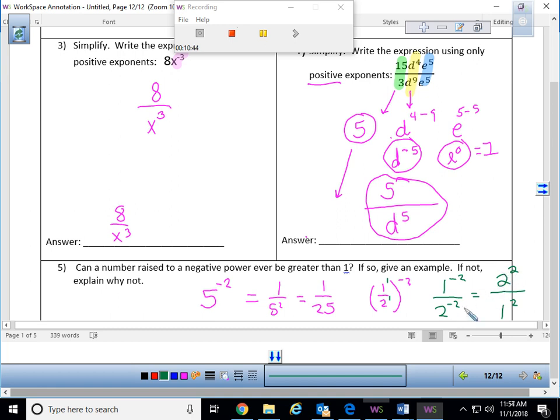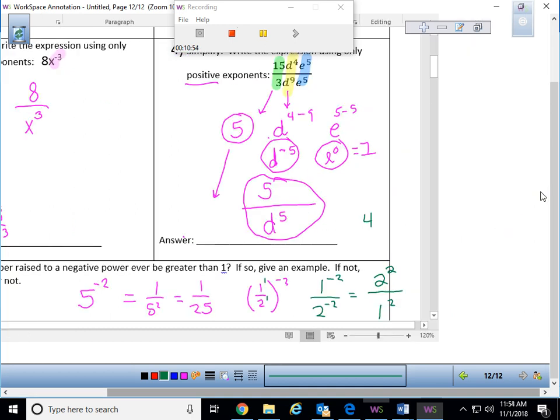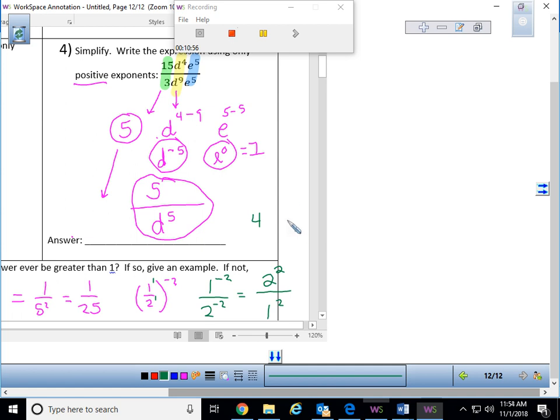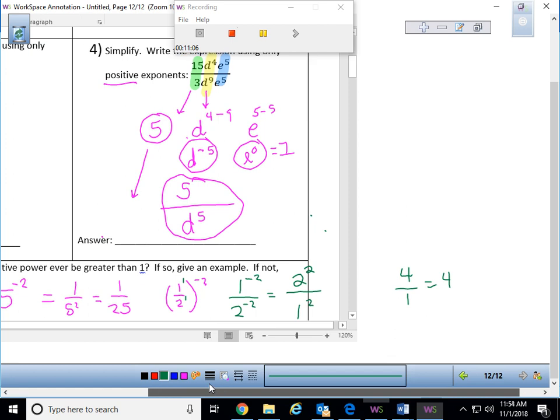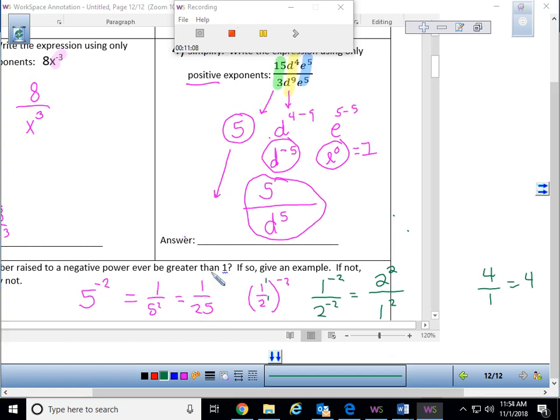Whenever you switch up or down, you're getting rid of the negative. Now, let's clean this up. 2 to the 2nd is 4. And let me pull this over here a little bit so I'm not in that problem. So 2 to the 2nd is 4. 1 to the 2nd is 1, which is 4. And that is a number that's greater than 1.